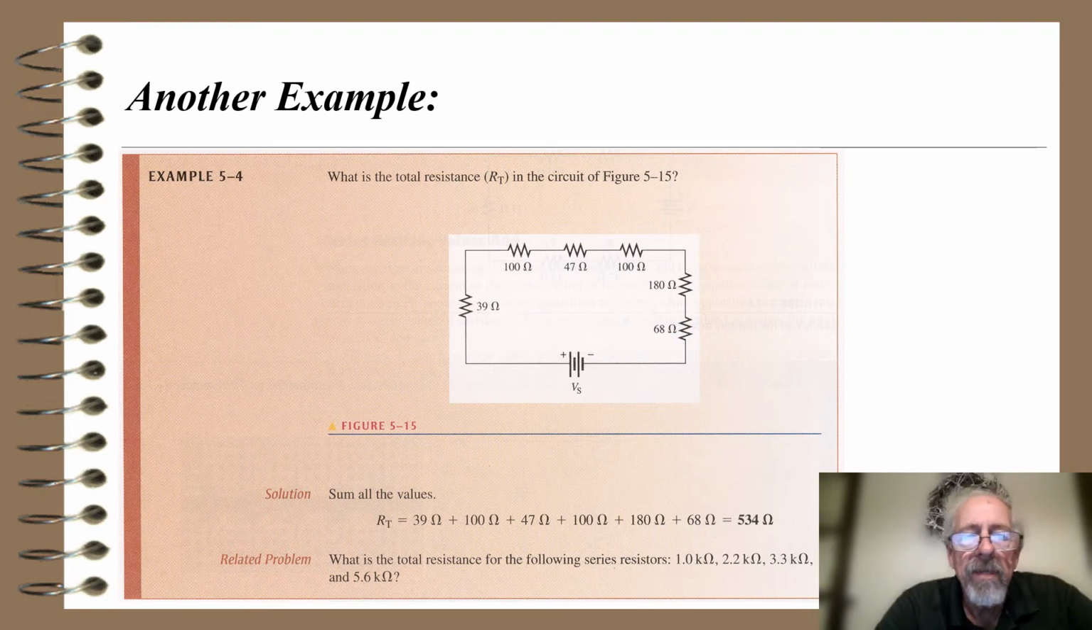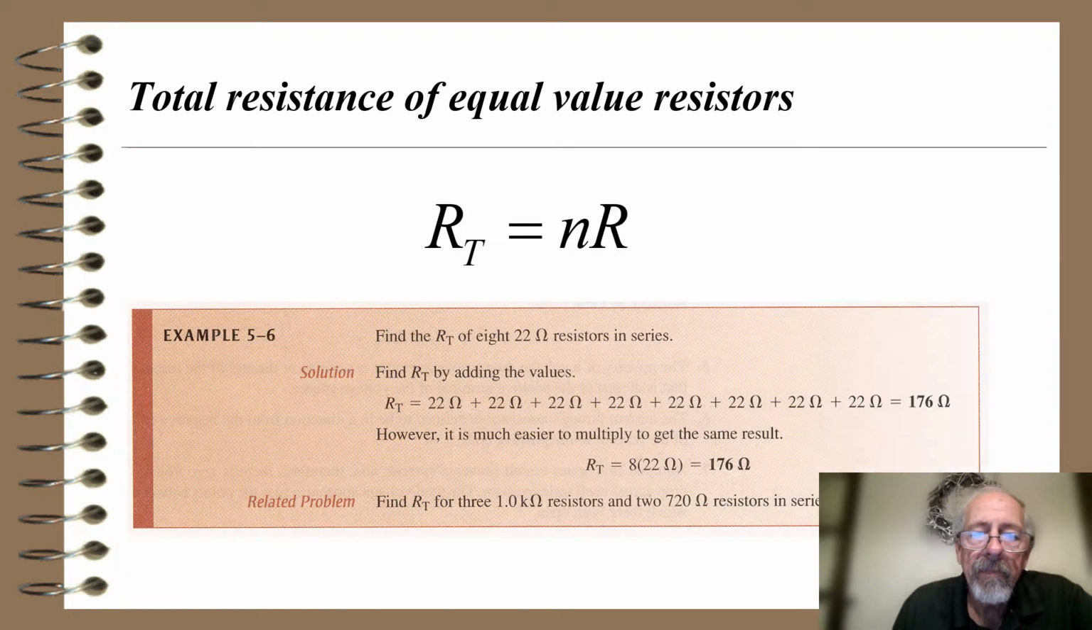So here's another example. This is example 5.4, and it asks what is the total resistance R sub T in the circuit of figure 5.15. So there's a battery there, V sub S, a 39, a 100, a 47, a 100, a 180, and 68 ohm resistor. And down below they do the mathematics to get that totals up to 534 ohms. Again, you may be familiar with this material. If you are, you might want to skip over the examples.